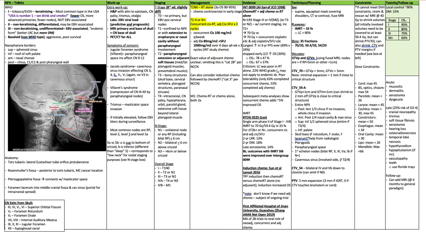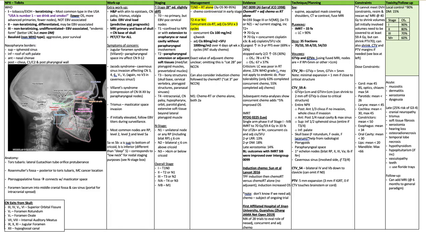And then WHO grade 3 is, again, non-keratinizing, undifferentiated, and is EBV associated. It's the endemic form. It's associated with better local regional control, but more distant metastases. Lastly, basaloid, which is non-WHO type, is aggressive and has very poor survival.